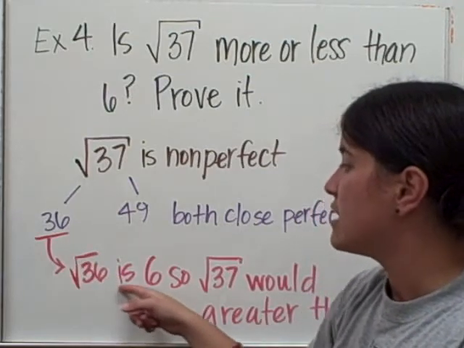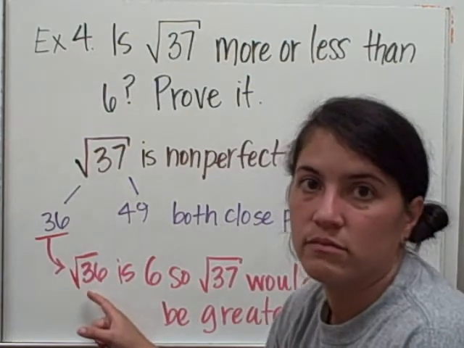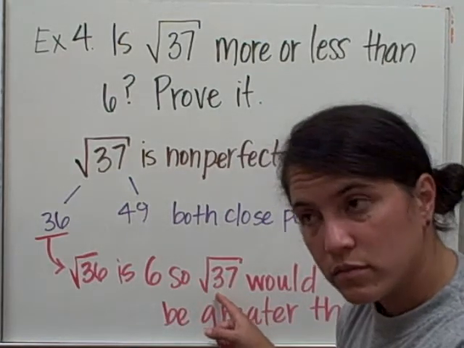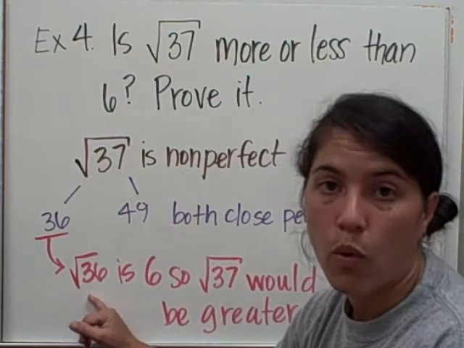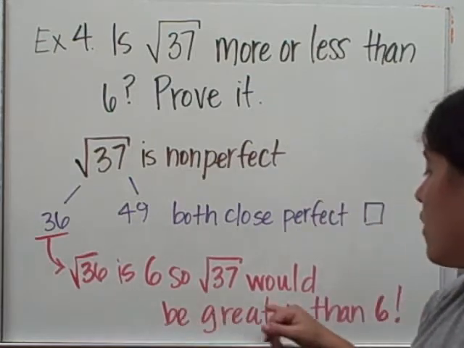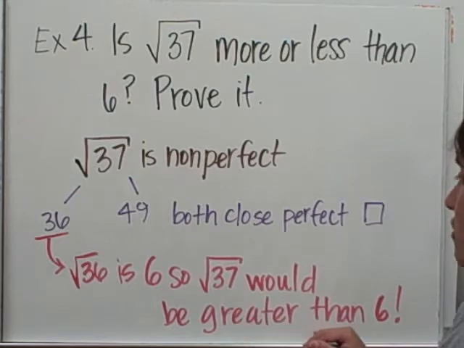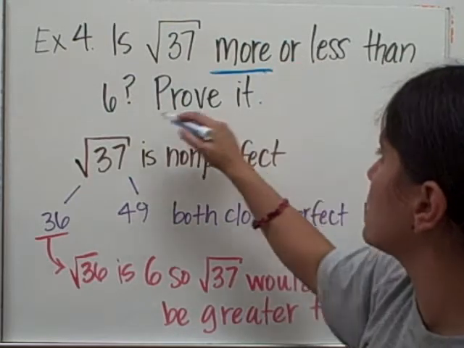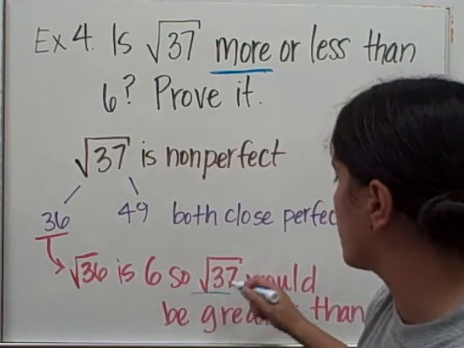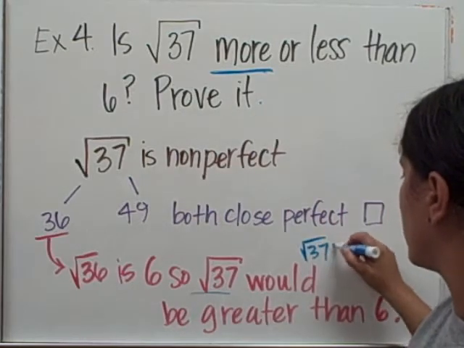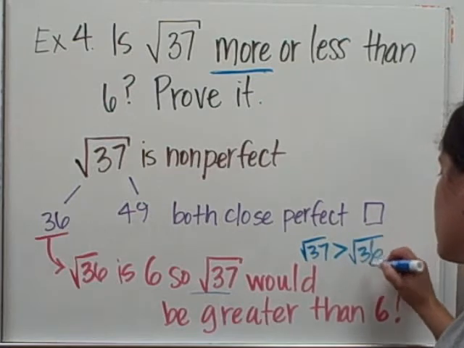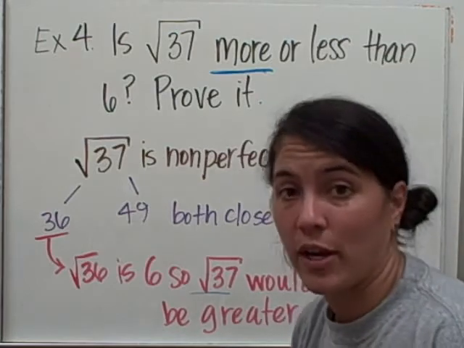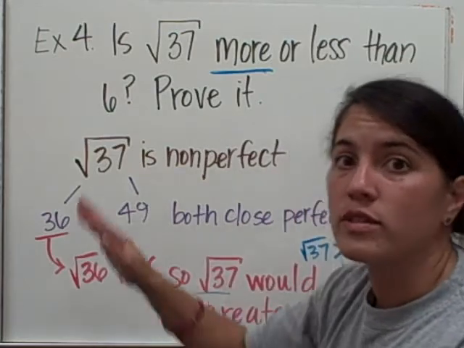So what is the square root of 36? 6. Is the square root of 37 more? Yes, because 37 is more than 36. Therefore, the square root of 37 would be greater than 6. So the answer is more. And when it says prove it, this is the reason. The square root of 37 is greater than the square root of 36, and the square root of 36 is 6. So that must mean it's going to be bigger than 6. Just a little number sense there for you.